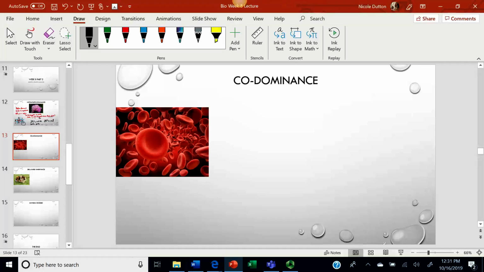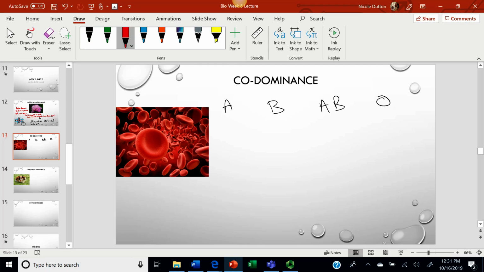Another type of inheritance is codominance. In codominance, two dominant traits are expressed. One of the best examples of codominance is our blood type. So let's think about the different types of blood types that people can have. We can have blood type A, B, AB, and O.